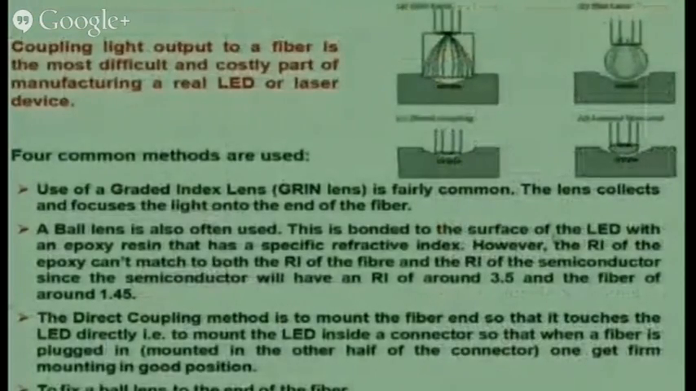Now, once we have created this structure, we need to couple this light to the fiber. The refractive index of the semiconductor is of the order of 3.5 or 3.2, right? Whereas the fiber is around 1.5, 1.45, right? That is the refractive index difference.